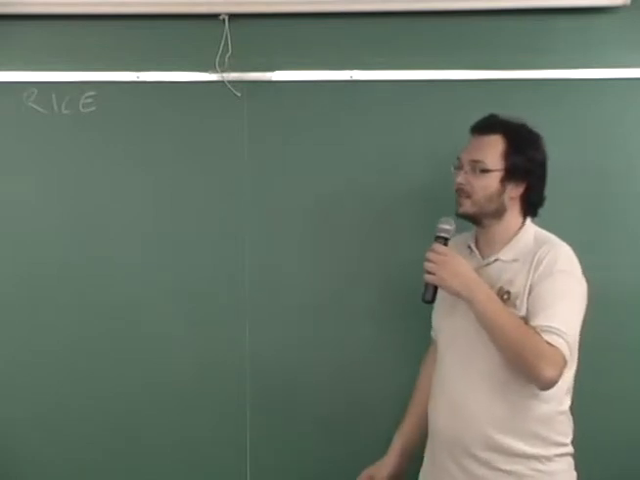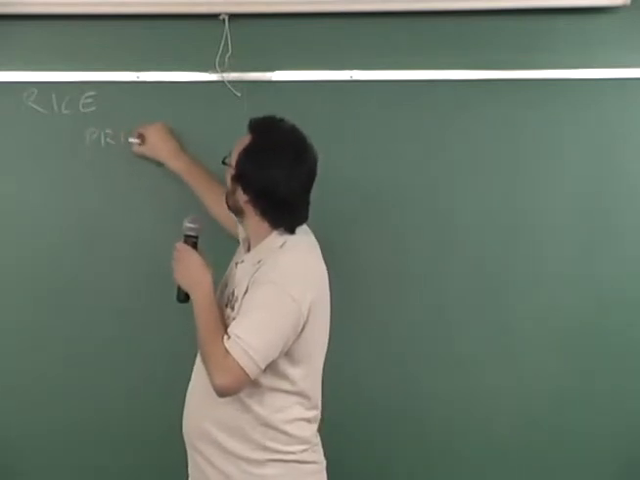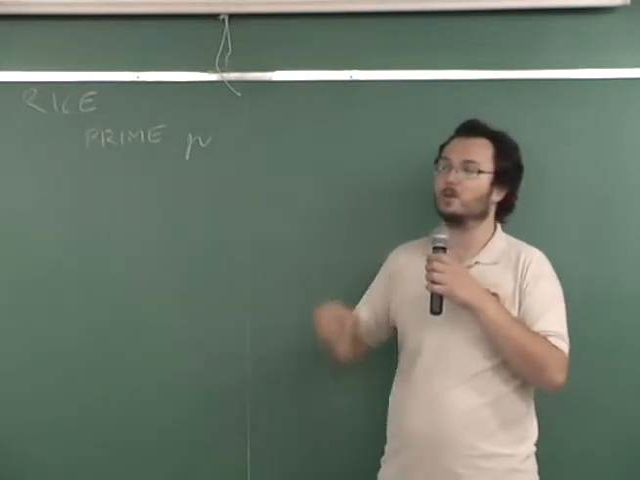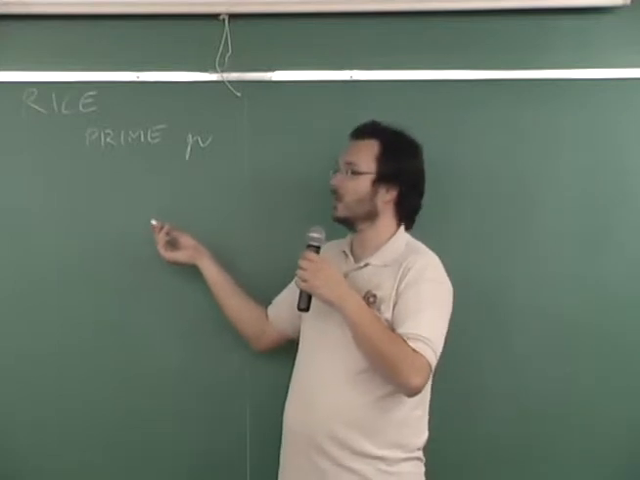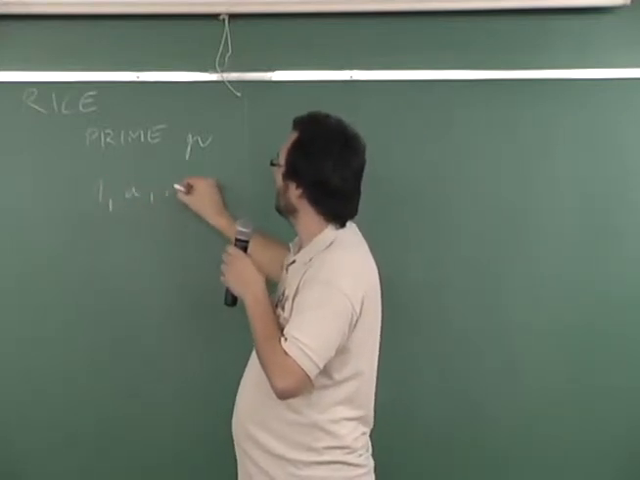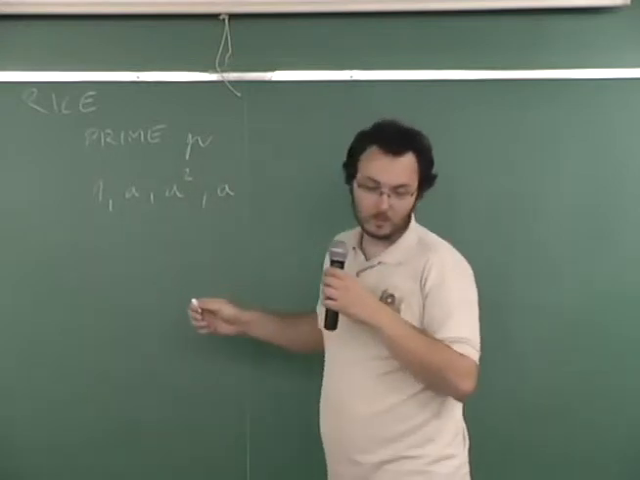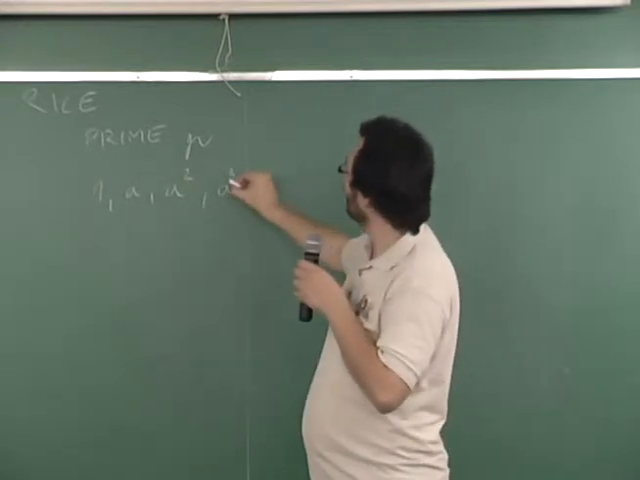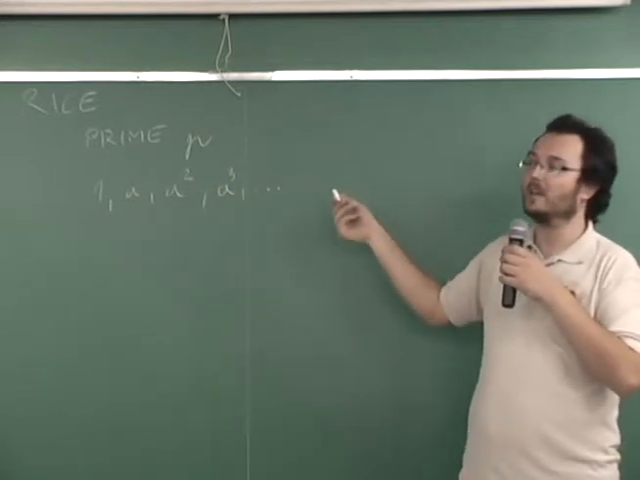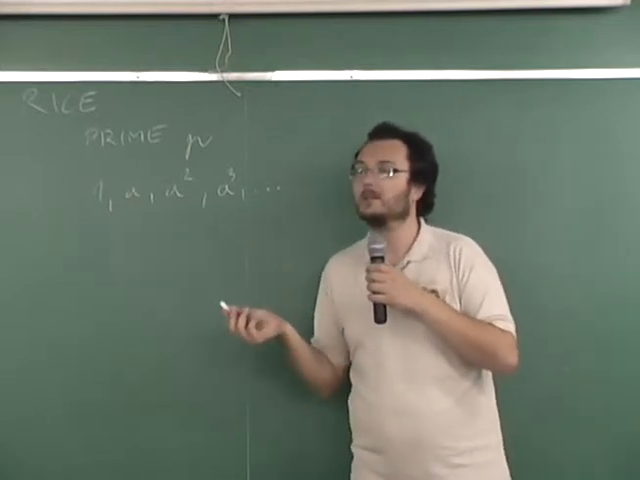So in this task, we are given a prime P, and we are constructing the following sequence. We pick some value A less than P, and we are constructing the sequence 1, A, A squared, A cubed, and so on. And this sequence is computed modulo P, and it terminates as soon as the value repeats for the first time.